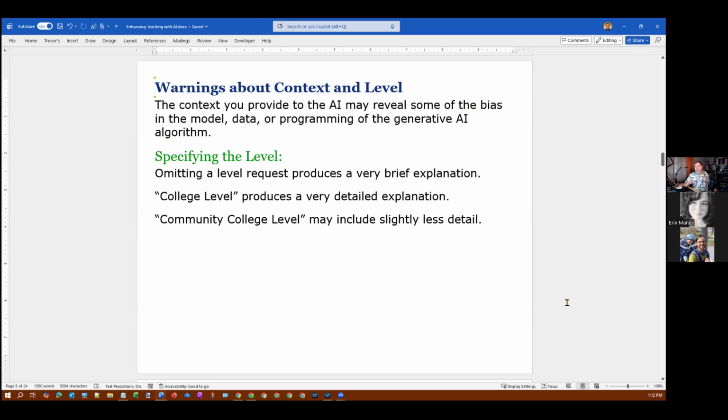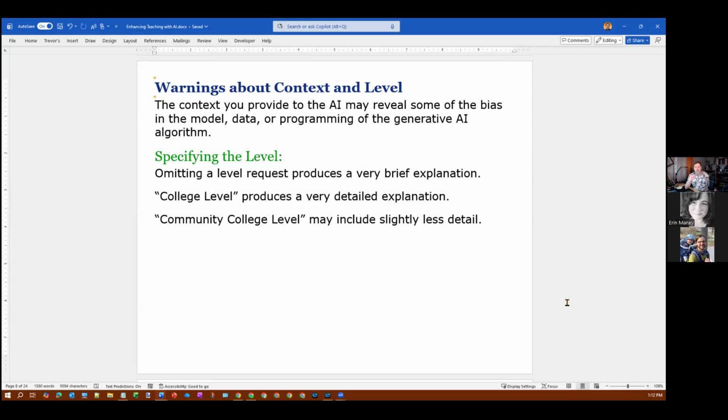Okay, and a couple of other things about context and level. I'm a college professor at a community college. Whenever I type things in, and I have tried this, one of my colleagues pointed this out to me. If you go in and say, tell me about physics, it will either give you a short description or a huge description, depending on the specifics of the question that you ask.